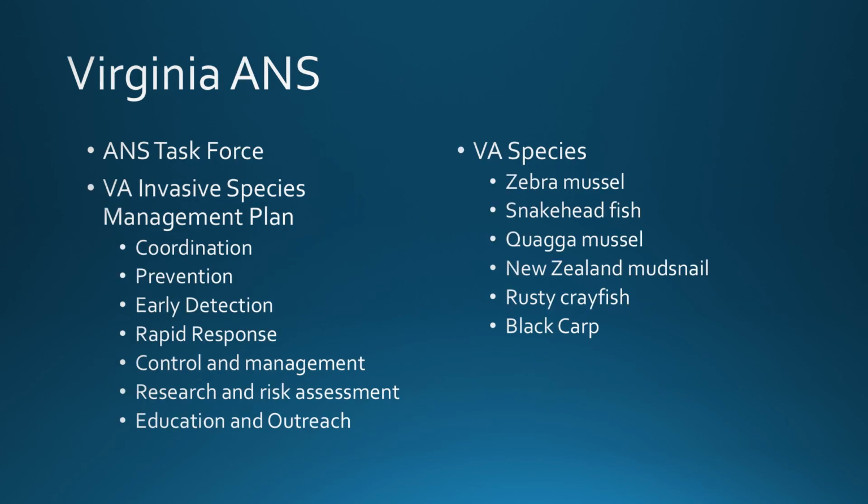In Virginia, we have an ANS task force and a Virginia invasive species management plan with 7 key steps. Our 6 Virginia species that have been qualified as ANS are zebra mussels, snakehead fish, quagga mussels, New Zealand mud snails, rusty crayfish, and black carp. These are not all of the invasive species that are found in Virginia. These are just the ones identified by this ANS task force as the highest priority.